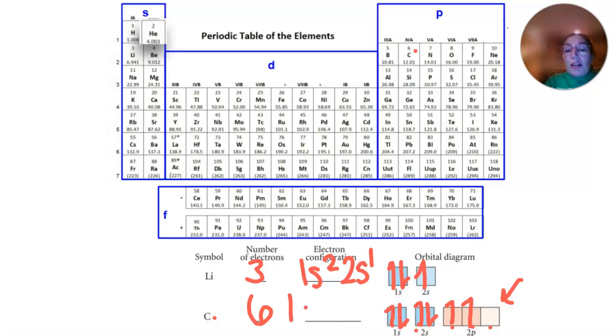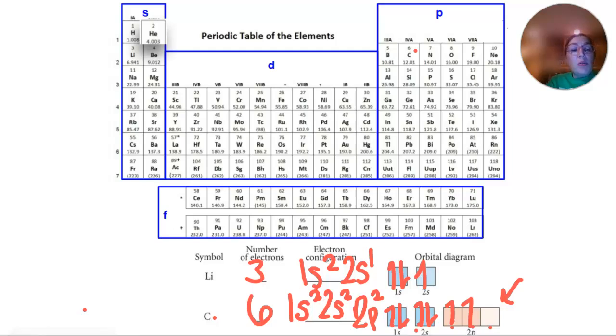So what's our electron configuration? 1s2, 2s2, and then 2p2. So 2, 4, 6 total electrons. So again, we can add up those superscripts to see how many electrons we have. We can go 2 electrons plus 2 more plus 2 more is 2, 4, 6 electrons.